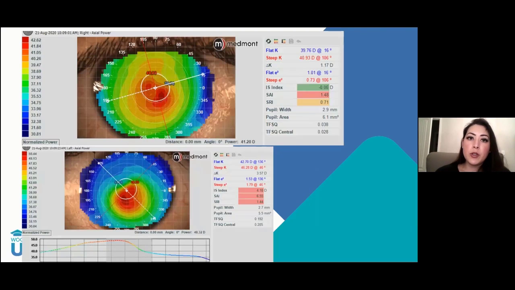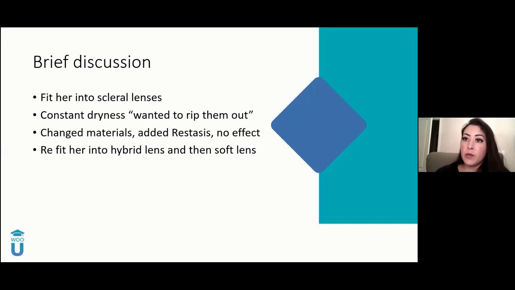So here's a picture of her topography of her right and left eye. This is more of a mild case, but she had done a lot of her own research. She was actually a physician's assistant, so she's in the medical community, and she had talked to a lot of other doctors, and she wanted to be fit into scleral lenses. So that's what we did at first.